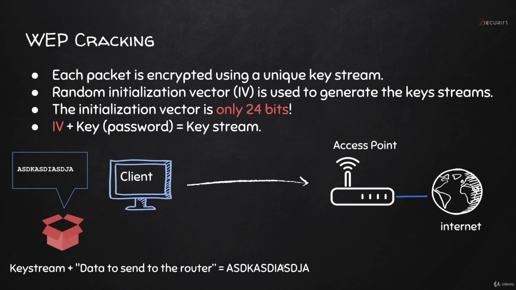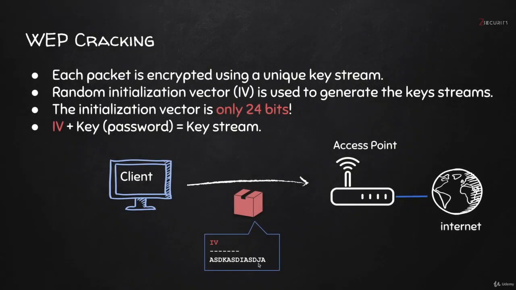But before sending this into the air, WEP will also append the initialization vector. This is the 24-bit random number that I said it creates in order to make sure that each packet has a unique key. The reason why it adds the initialization vector to the packet is because once the router receives this packet, it needs to be able to decrypt it. And to decrypt it, it needs the key and the IV. But the router already has the key, so there is no need to send that. Therefore, we just need to send it the IV.